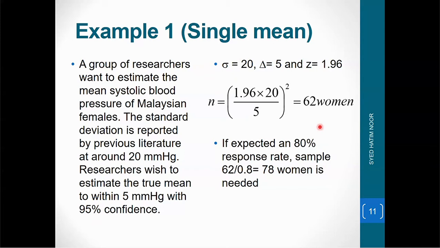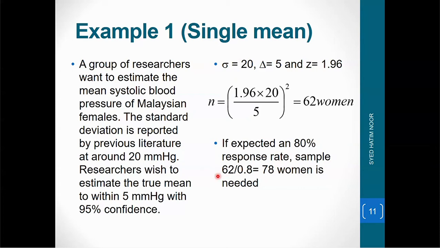So this one, it depends on your study. Let's say you use a survey. Survey response rate is very low, so you can add for the non-response rate. So if you expect an 80% response rate, then how to calculate?